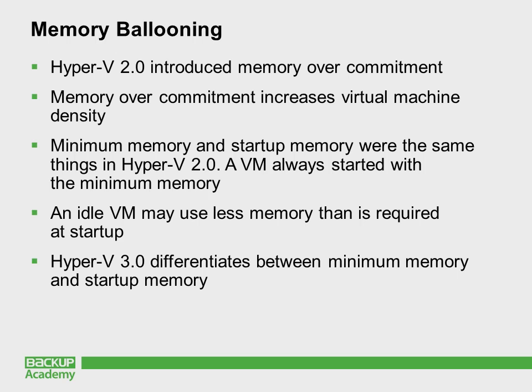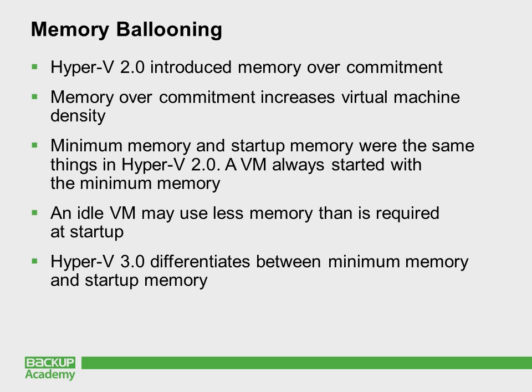has something to do with the way that Windows works. When Windows starts up, it usually consumes more memory at startup than it does when Windows is just idle and not really doing anything. The problem is that the memory overcommitment feature in Hyper-V 2.0 treated startup memory and minimum memory as the same thing. So your startup memory was the minimum memory. There was no way that the virtual machine could ever use less memory than what it used at startup. This is all changed in Hyper-V 3.0.